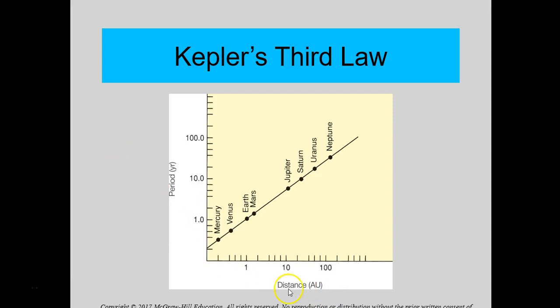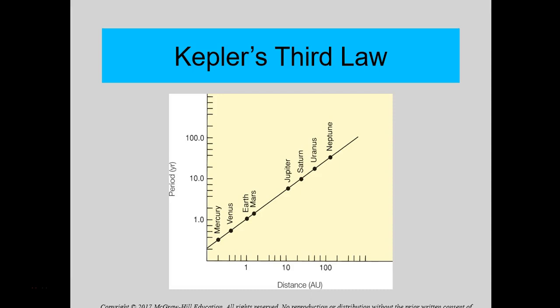And what you see when you plot this, in this case on a log scale of the time versus the distance, is you get a line where all the planets fall. And that's how you know that Kepler's third law works. This actually provides evidence for all of his laws. Because if they're not ellipses, then this doesn't work. If they're not sweeping out those equal areas, then they're not ellipses, or they're not in orbit, something else is occurring.